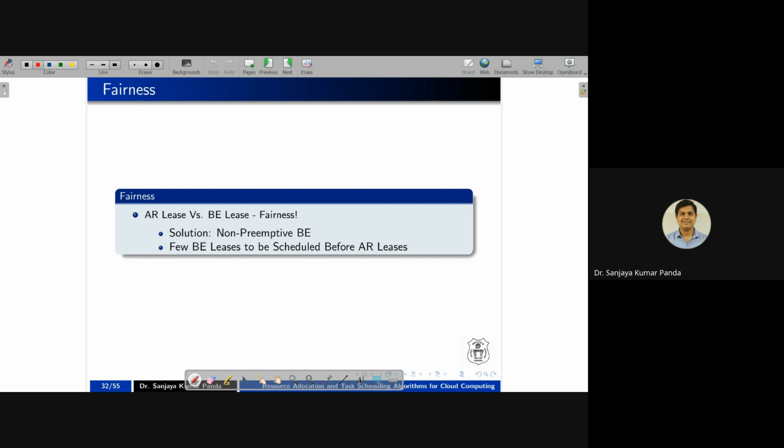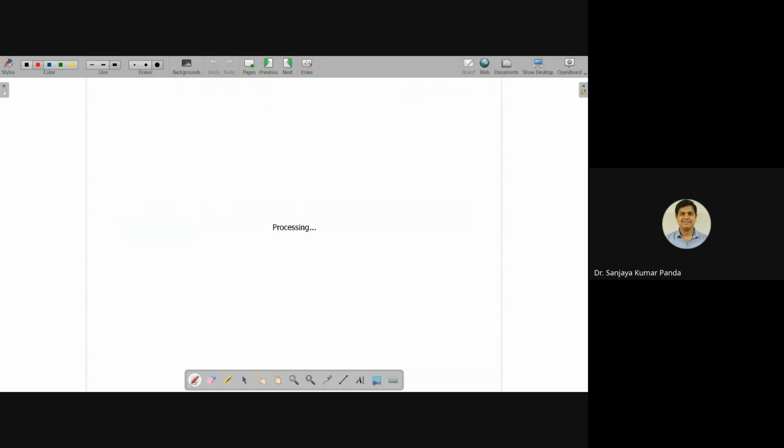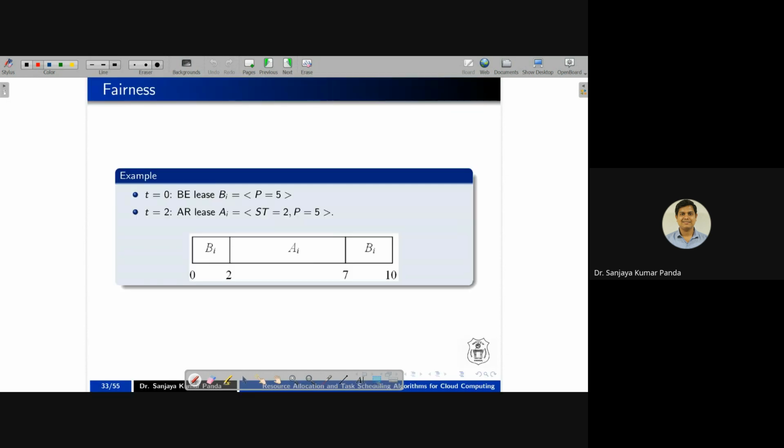So once a best effort lease is started, it has to continue its work until it completes. But still, in non-preemptive best effort, some leases may not get a chance, right? Or as an alternate solution, a few best effort leases need to be scheduled before the advanced reservation lease. For example, at t equal to 0, a best effort lease arrives at the system asking for a duration of 5. Let's say your system is completely free, so you have started that lease for 2 units of time, right?